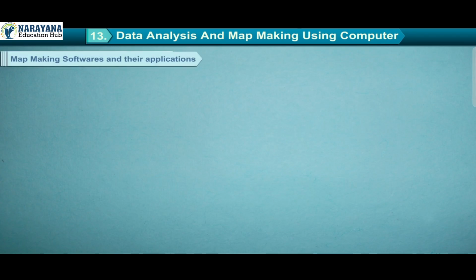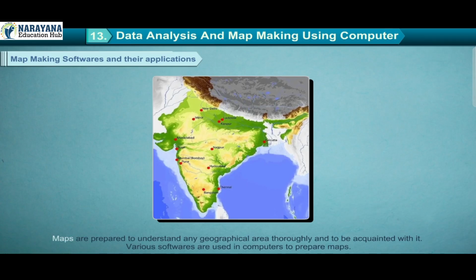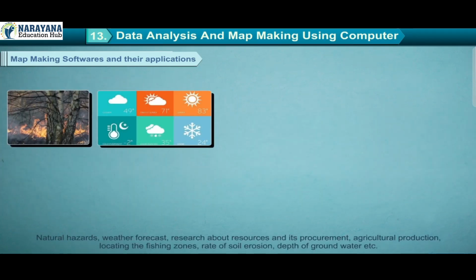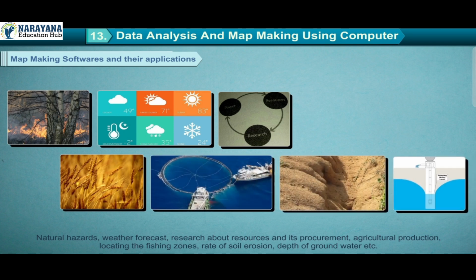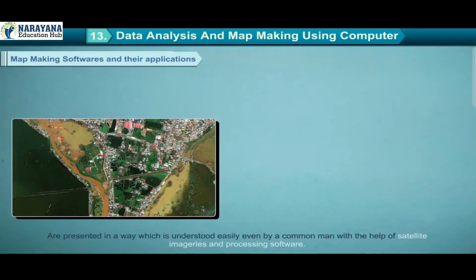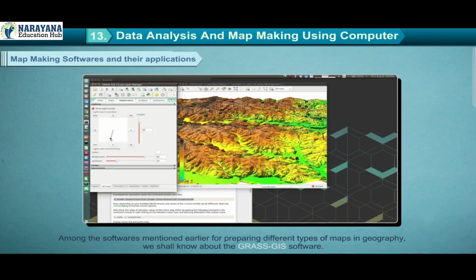Map making softwares and their applications. Maps are prepared to understand any geographical area thoroughly and to be acquainted with it. Various softwares are used in computers to prepare maps. Natural hazards, weather forecast, research about forests and its procurement, agriculture production, locating the fishing zones, rate of soil erosion, depth of groundwater, etc. are presented in a way which is understood easily even by a common man with the help of satellite imageries and processing software.